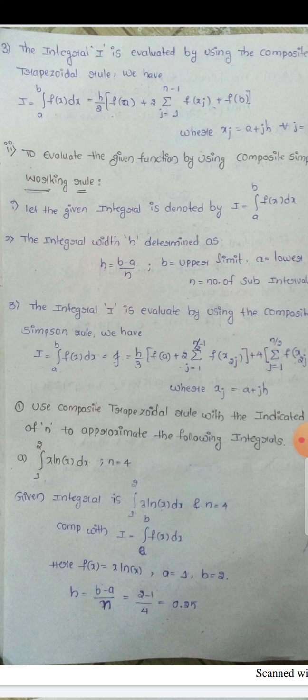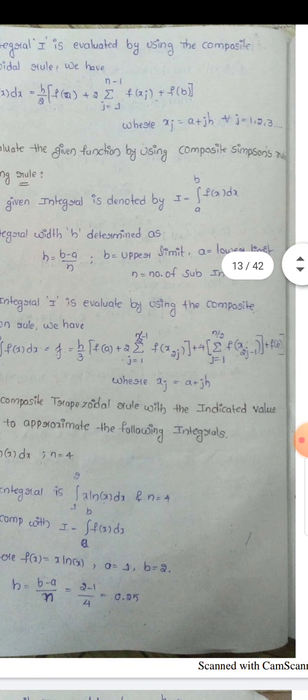Third one, the integral I is evaluated by using the composite Simpson's rule. We have I is equal to the integral from a to b of f of x dx equals h by 3 into f of a plus 2 into the summation j equals 1 to n by 2 minus 1 of f of x_2j plus 4 into the summation j equals 1 to n by 2 of f of x_2j minus 1 plus f of b, where x_j equals a plus jh.